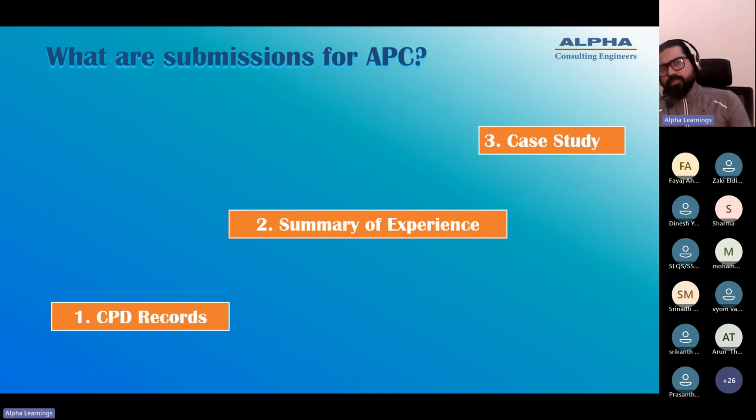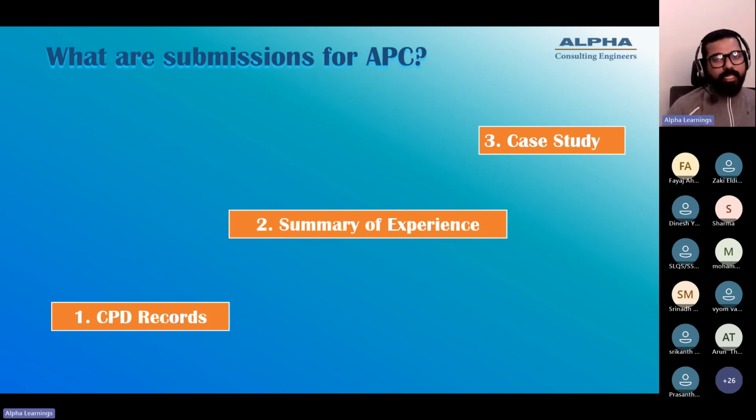So what are the different submissions for APC? We need to submit CPD records. Okay. CPD records means learning hours. There is a mandatory requirement of CPD hours per year by RICS. So when you are submitting your documents, you need to declare that so many CPD hours you have completed. Like for APC candidates going through APC preliminary assessment, they have to complete 48 hours of CPD, means 48 hours of learning.